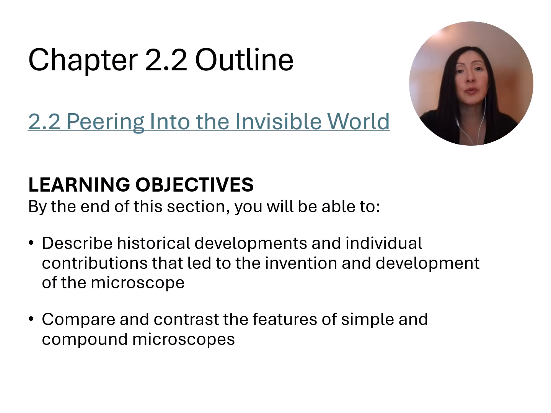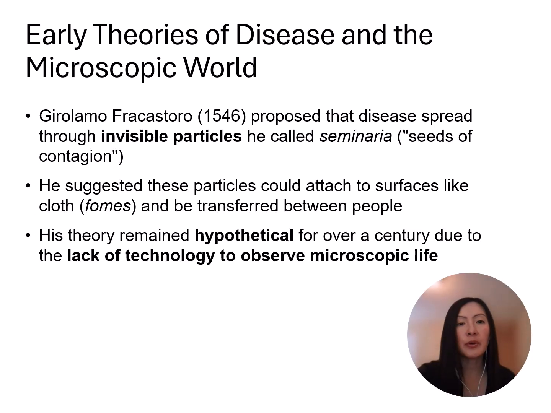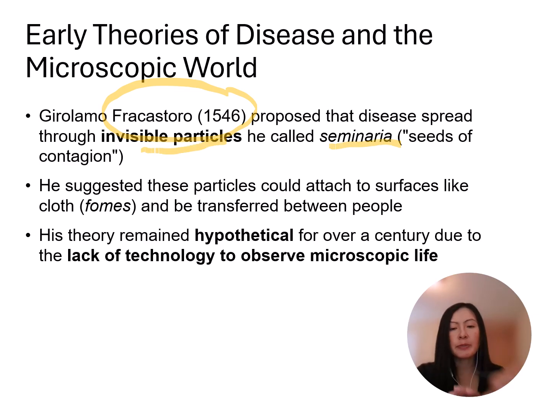In section 2.2, we'll examine the history and individual contributions to the invention of simple and compound microscopes. Fracastoro was an Italian scholar similar to those that I mentioned in Chapter 1, in that he proposed disease could also spread through invisible particles he called seminaria. He proposed that these particles could stick to things like our clothes and be transferred between individuals to make them sick. But again, just like prior cases in Chapter 1, his theory also remained hypothetical because there was still insufficient technology to observe these microorganisms. There's no evidence that they existed yet.